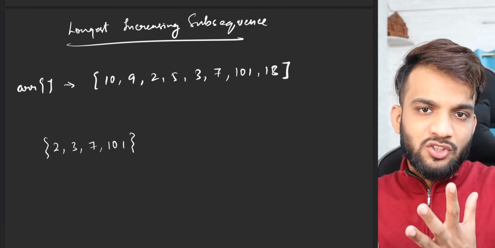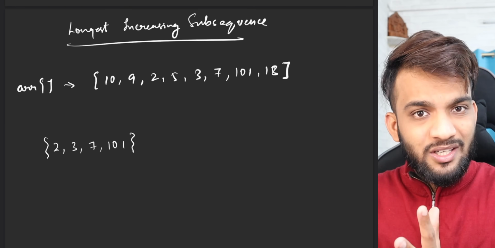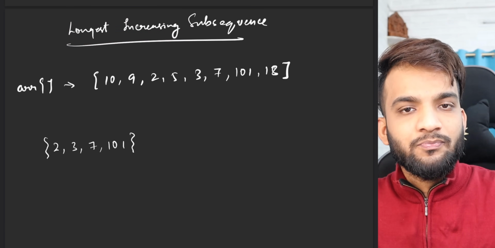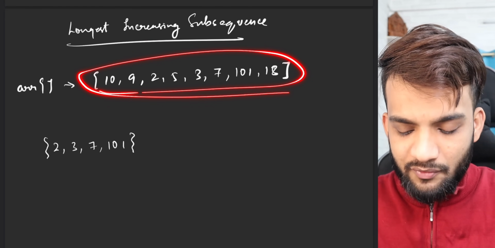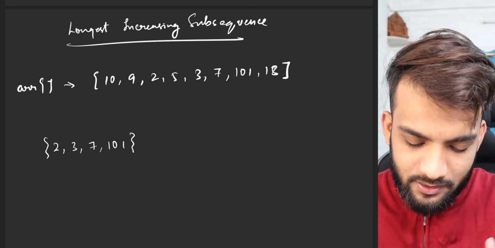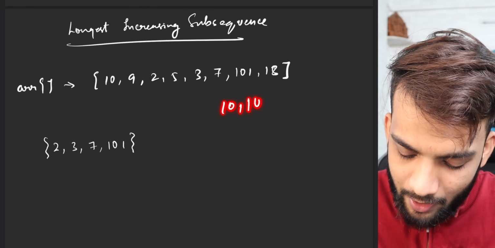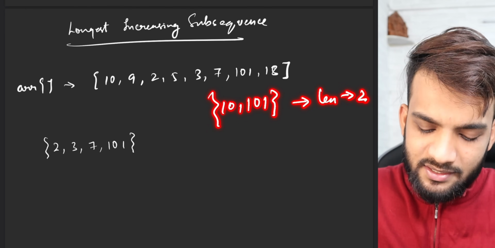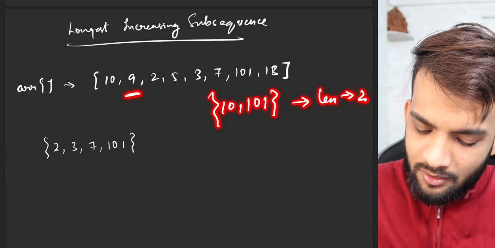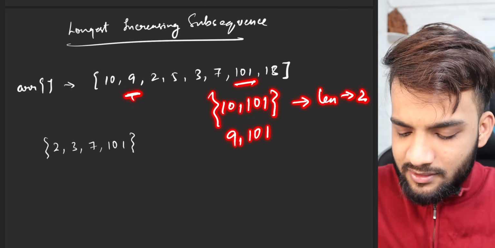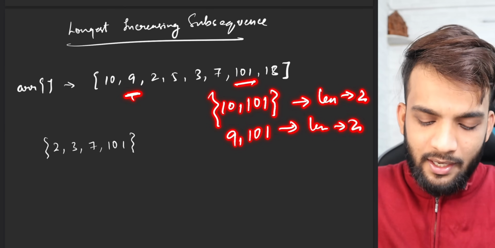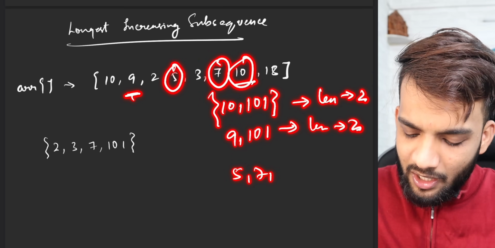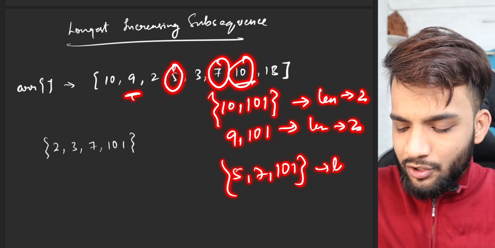Now as the name suggests, subsequence is clear to you. As the question name suggests, figure out the longest increasing subsequence. Among this array, if I try to figure out different types of subsequences, one of them is 10, 101. This is a subsequence of length 2. I can also say 9, 101, that's again another subsequence of length 2. Similarly 5, 101, the length is 2.